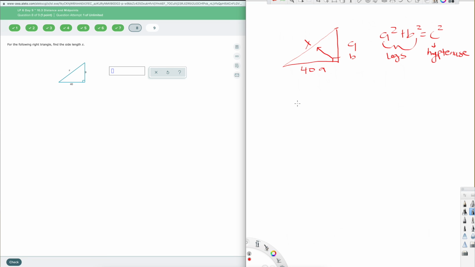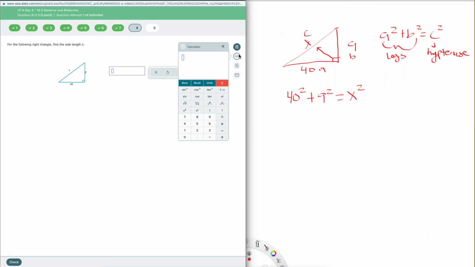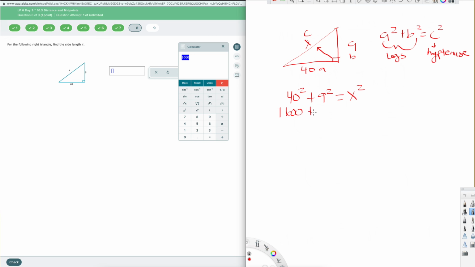Why not? So we have 40 squared, because A squared plus B squared, so 9 squared equals C squared, which is x, because that's the value they gave us for the length C. So now I'm going to go through, and they did give me a calculator on this one. So 40, and we have the little squared button, so we can always click on that. So we have 1600 plus 9 squared, that's 81.